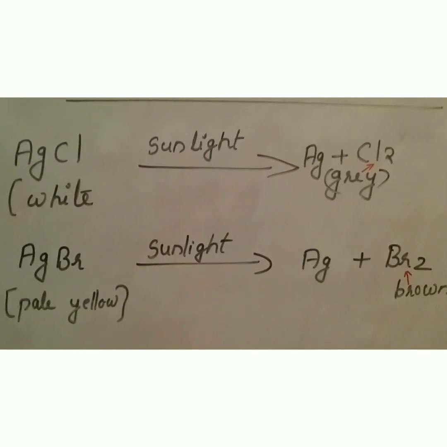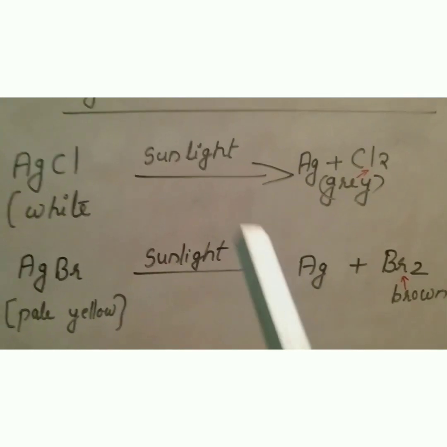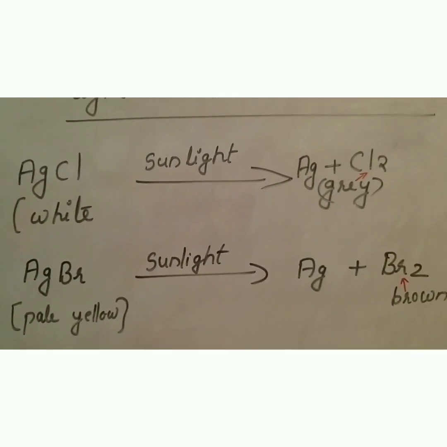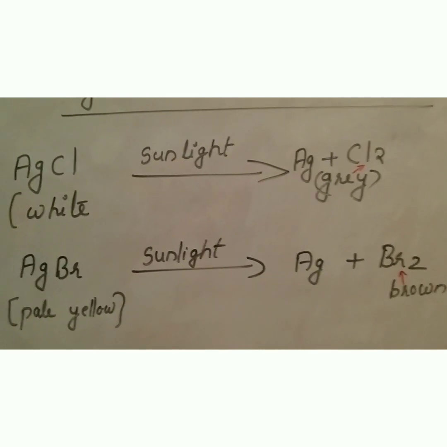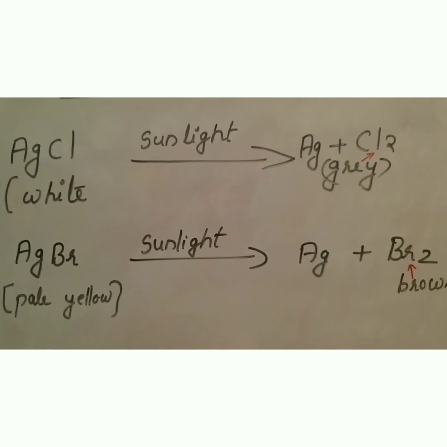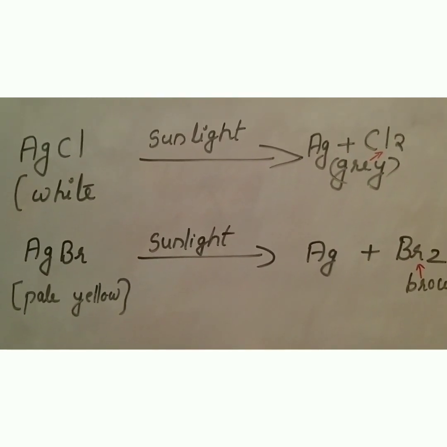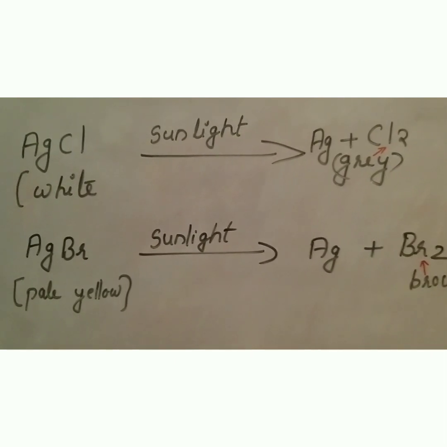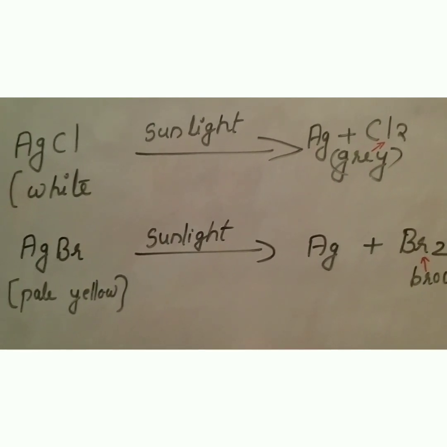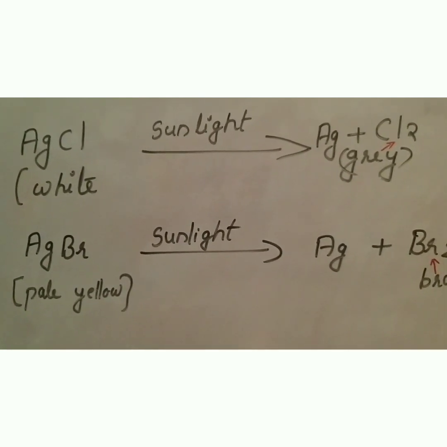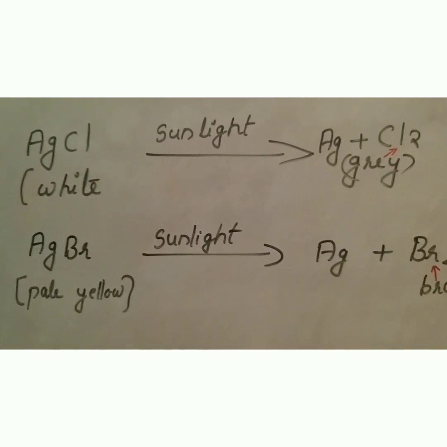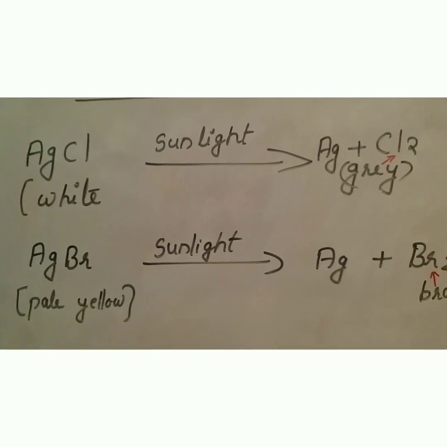Here, the decomposition reaction takes place by the absorption of light. So it is known as light decomposition reaction or photochemical reaction. Photo means light. Now I repeat the definition. The decomposition reaction which takes place by the absorption of light is known as light decomposition reaction or photochemical reaction.